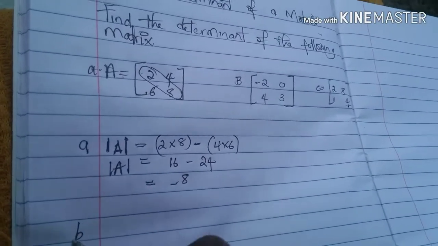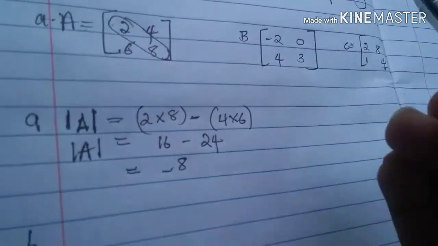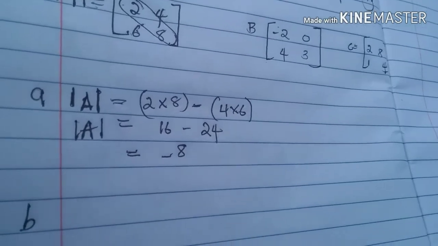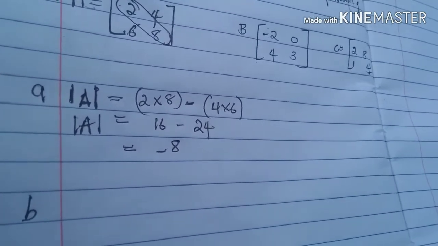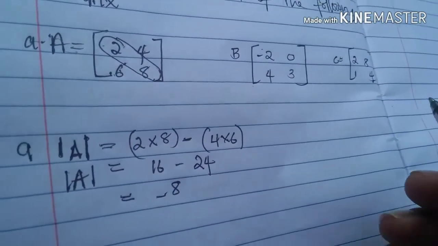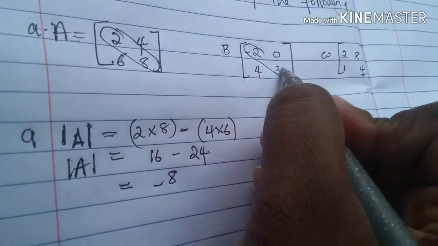Let us try for B. Remember, it's the leading diagonal. So we can achieve the leading diagonal. It's just that slant line that starts with the first element in the matrix. So it's negative 2 times 3.